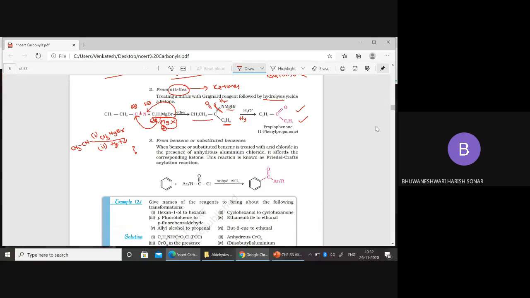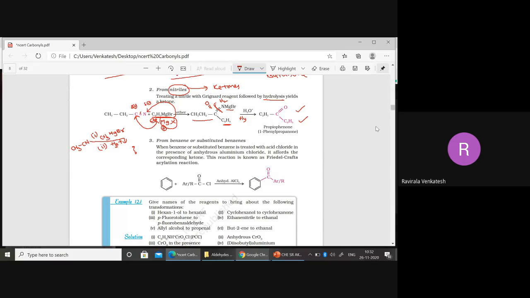Ethanol? Ethanol? No. With two carbons, you can't write a ketone. It is impossible to write a ketone with two carbons. Ketones start from three carbons; with one carbon or two carbons you can't write a ketone. So it will not be ethanol. It's impossible.